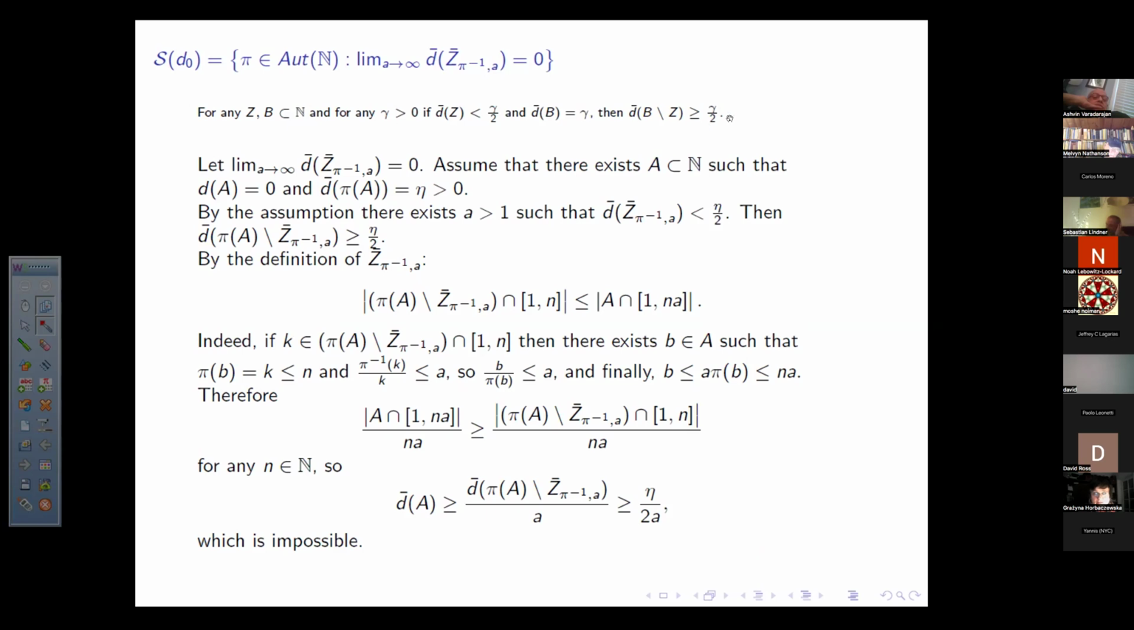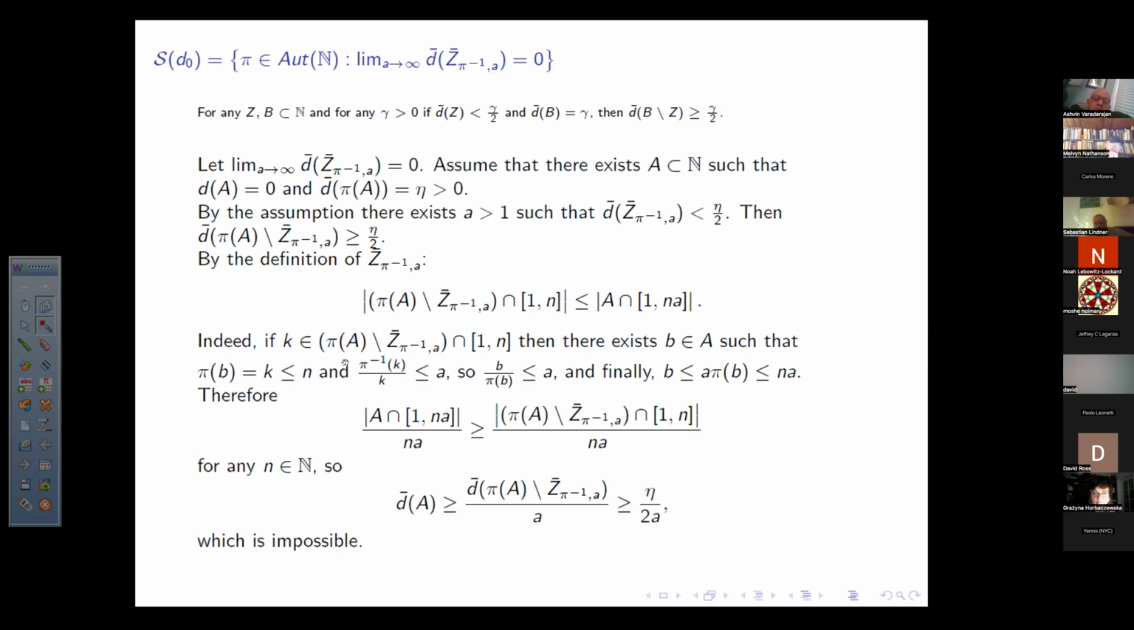And then using this remark, we receive that the upper density of this difference is greater or equal than eta divided by 2. And by the definition of our set, we can observe that the following cardinality is not greater than the cardinality of A intersected with the initial interval from 1 to a_n. And this is an easy justification: we just take a number from here, and looking at the definition, we finally see that it really belongs to this set. So this inequality between cardinalities comes from the inclusion between sets.